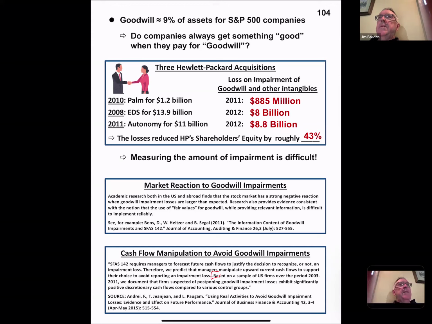They might show significant positive discretionary cash flows compared to various control groups. So somehow they've boosted their cash flows as a way of perhaps saying that, look, the future looks okay. We don't need to be recording any impairment loss when in fact perhaps they should be. Right? So bottom line, markets don't react well to goodwill impairments, and some companies might try to avoid recording those goodwill impairment losses by manipulating the cash flows that investors are looking at.